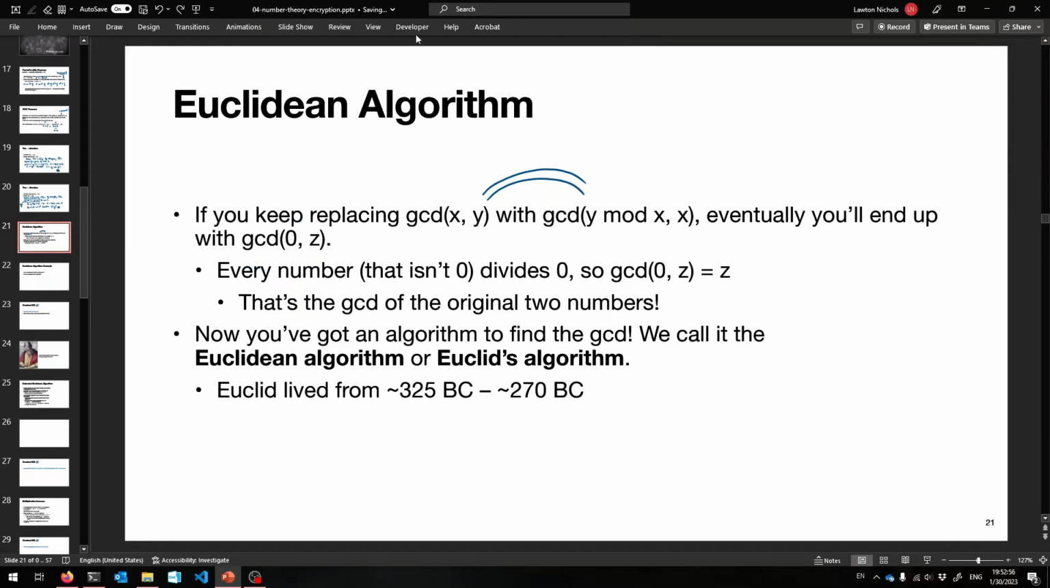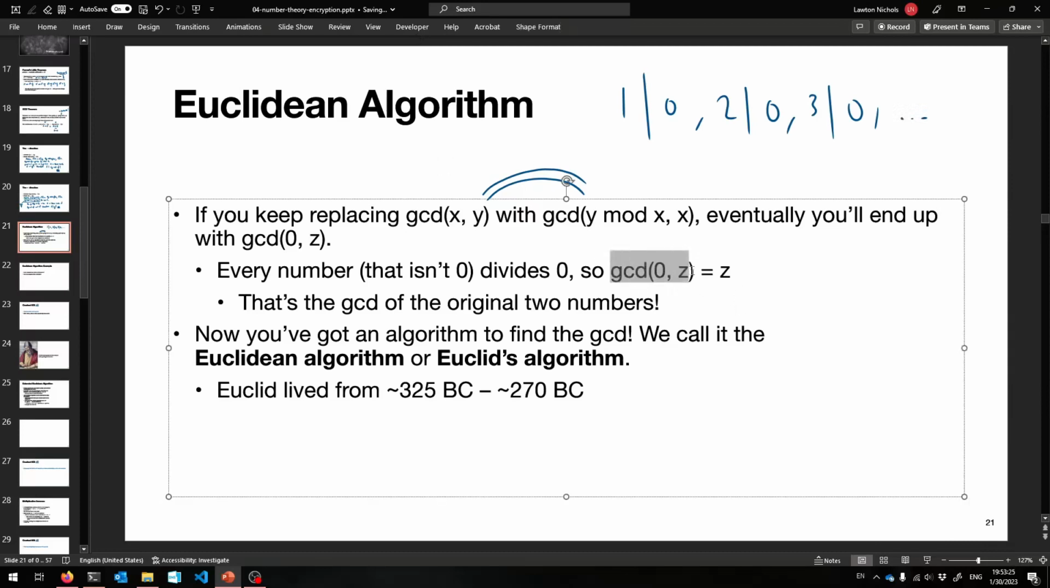And every number that is non-zero divides 0. 1 divides 0, right? Because 0 is equal to 0 times 1. 2 divides 0 because 0 is equal to 2 times 0. 3 divides 0. Every single number that is not 0 divides 0. Because 0 has infinitely many divisors, it could be anything. So the greatest common divisor of 0 and any number is that second number, because that's the one bringing us down.